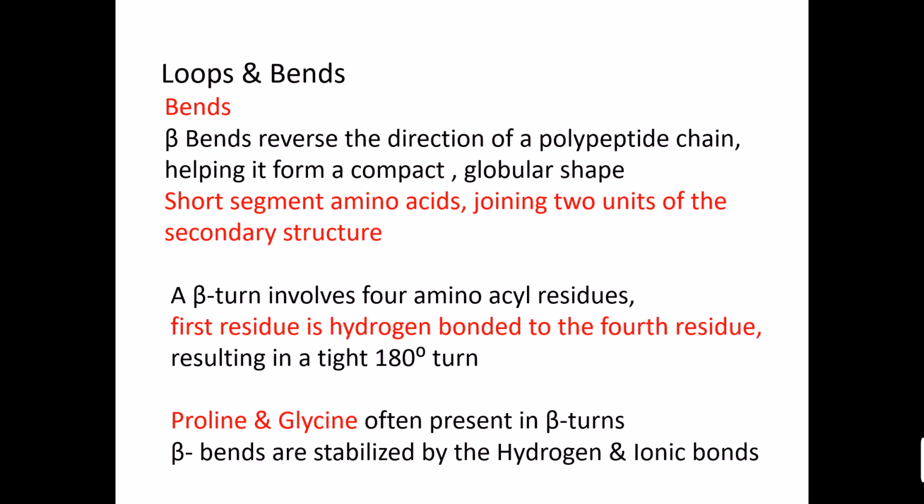Proline and glycine are often present in beta turns. Beta bends are stabilized by hydrogen and ionic bonds. Proline has another group, and glycine is the smallest amino acid.